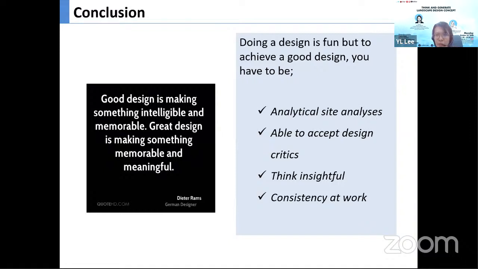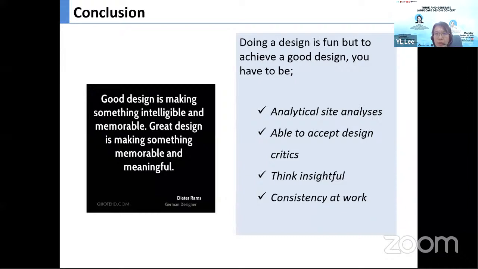As I already showed you in a diagram, I summarize my own experience of how to develop a concept. But make sure you yourself are more analytical when you do a site analysis, and you're able to accept design critics, which means that when you see your docents or you talk with your peers, try to accept the comments from others.